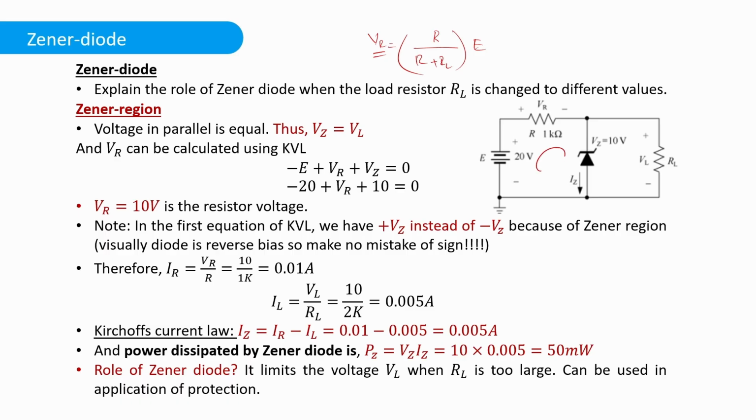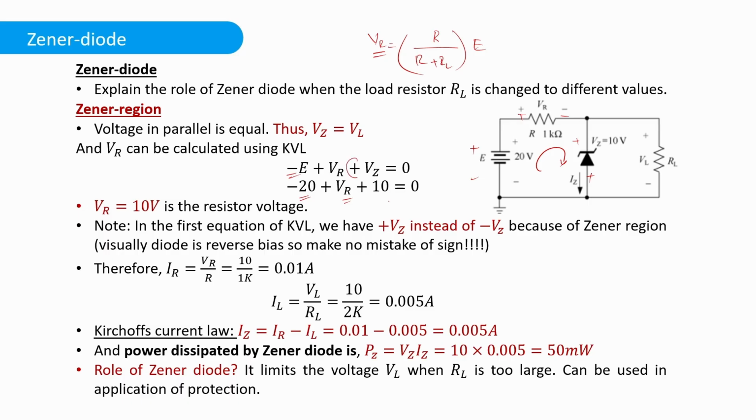So we will apply Kirchhoff's voltage law in this first loop, which is minus E due to this one, plus VR due to this component, and then plus VZ. So minus E plus VR plus VZ equals 0. E, we know that it is 20. VR is what we want to calculate, and VZ is 10. Now take note of this key point over here.